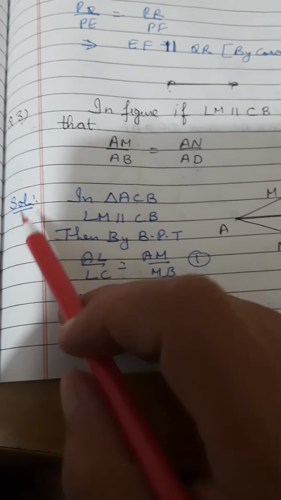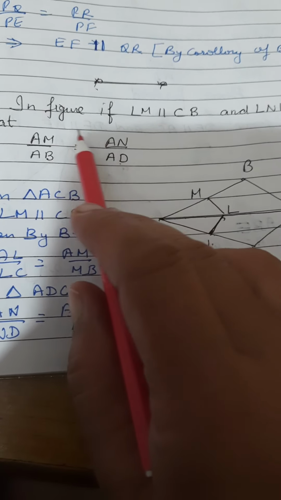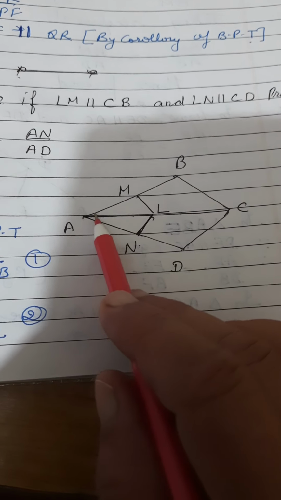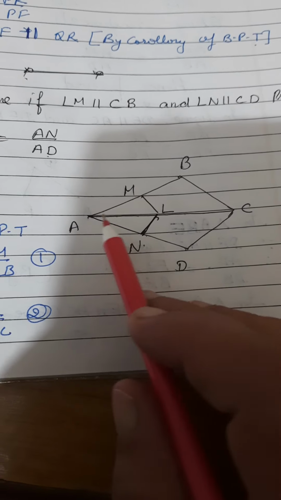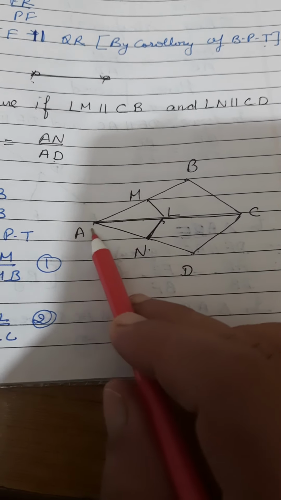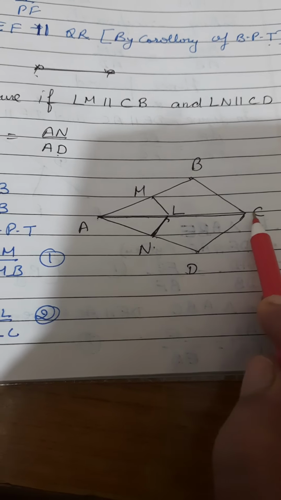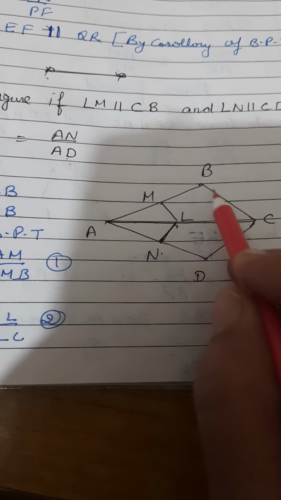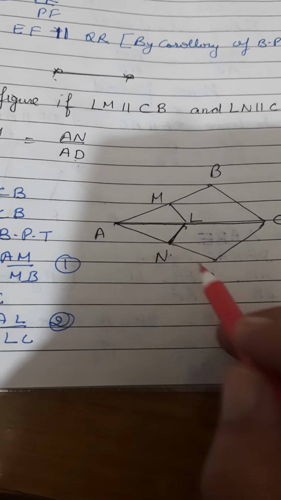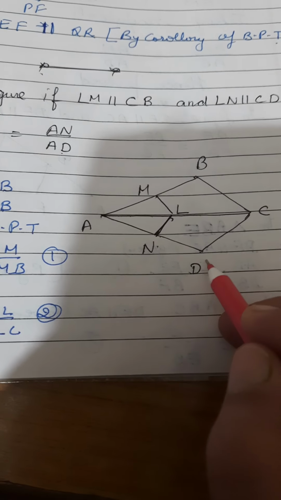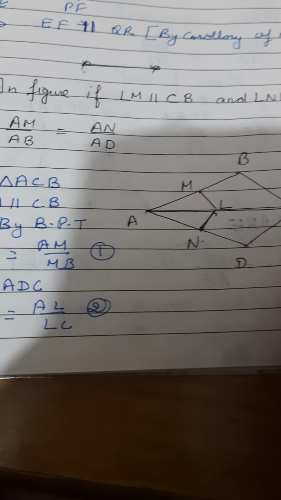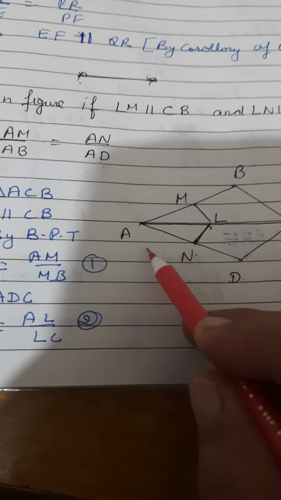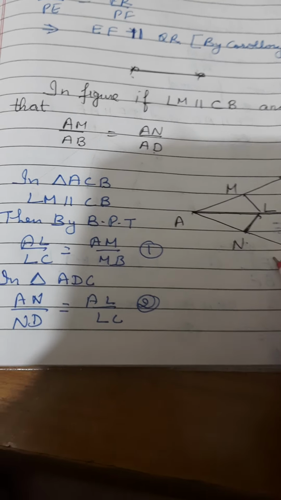Now we come to question number 3. In the figure, if LM is parallel to CB, here the figure is given. See, here are the two triangles, triangle ABC and triangle ADC. In triangle ABC, it is given that LM is parallel to BC, and in triangle ADC, it is given that LN is parallel to DC. And then we are to prove that AM by AB is equal to AN by AD.